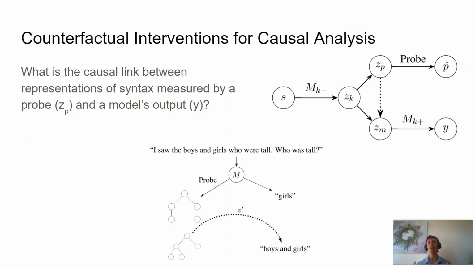In our experiments, we use syntactically ambiguous inputs. We pass those through a model. The probe, of course, predicts some structure, and the model yields its standard output. But we then use the probe to do gradient descent in the embedding space to generate a counterfactual embedding that changes the probe's output to the other valid syntactic interpretation of the sentence. We can then take that counterfactual embedding and pass it through the rest of the model and see if the model's output changes, and if so, how.